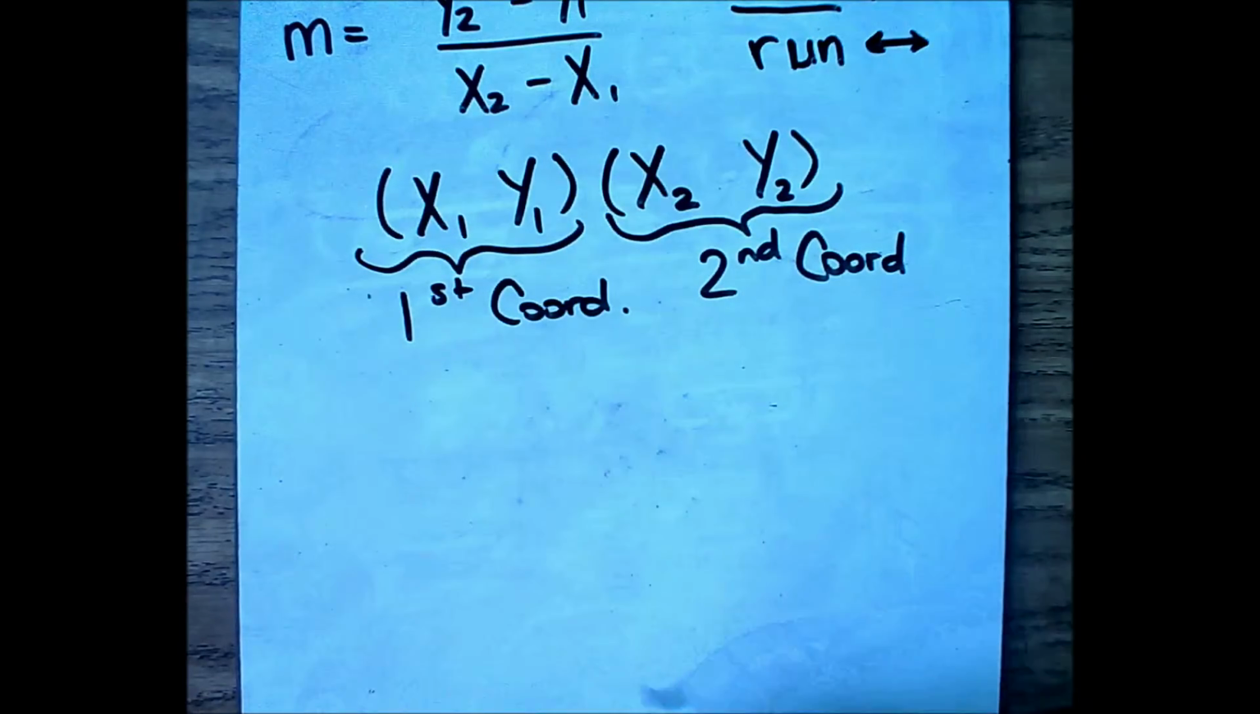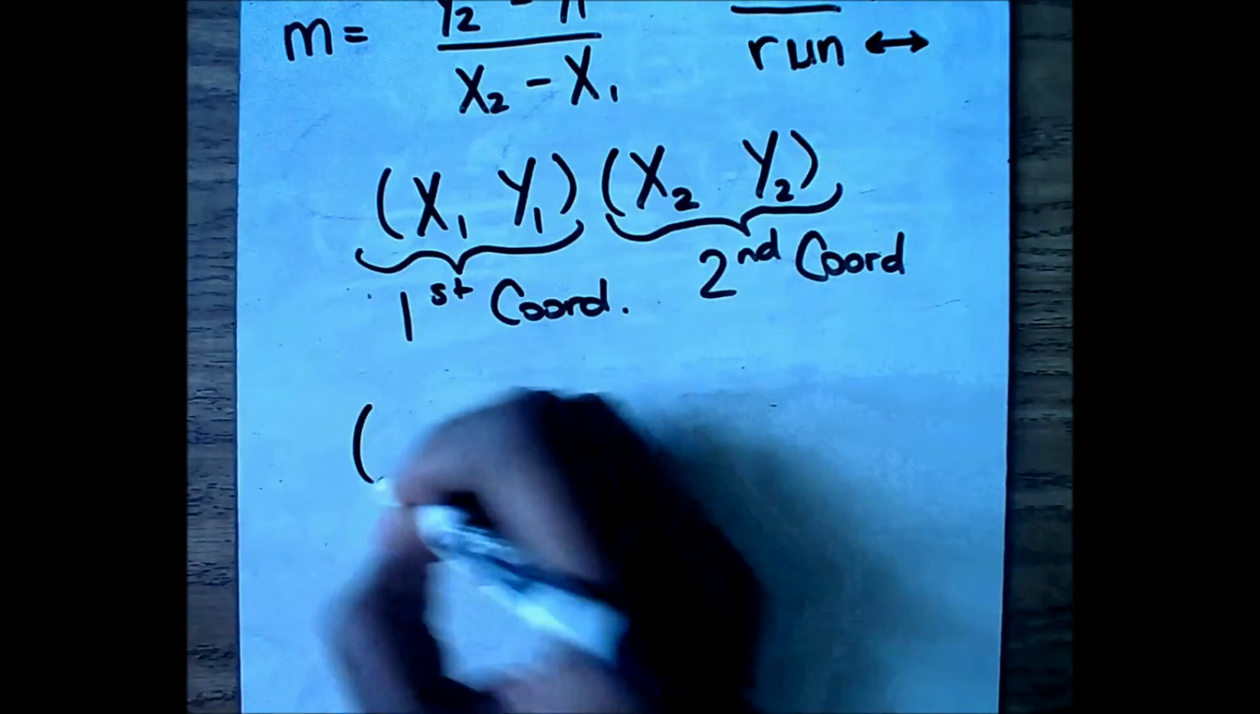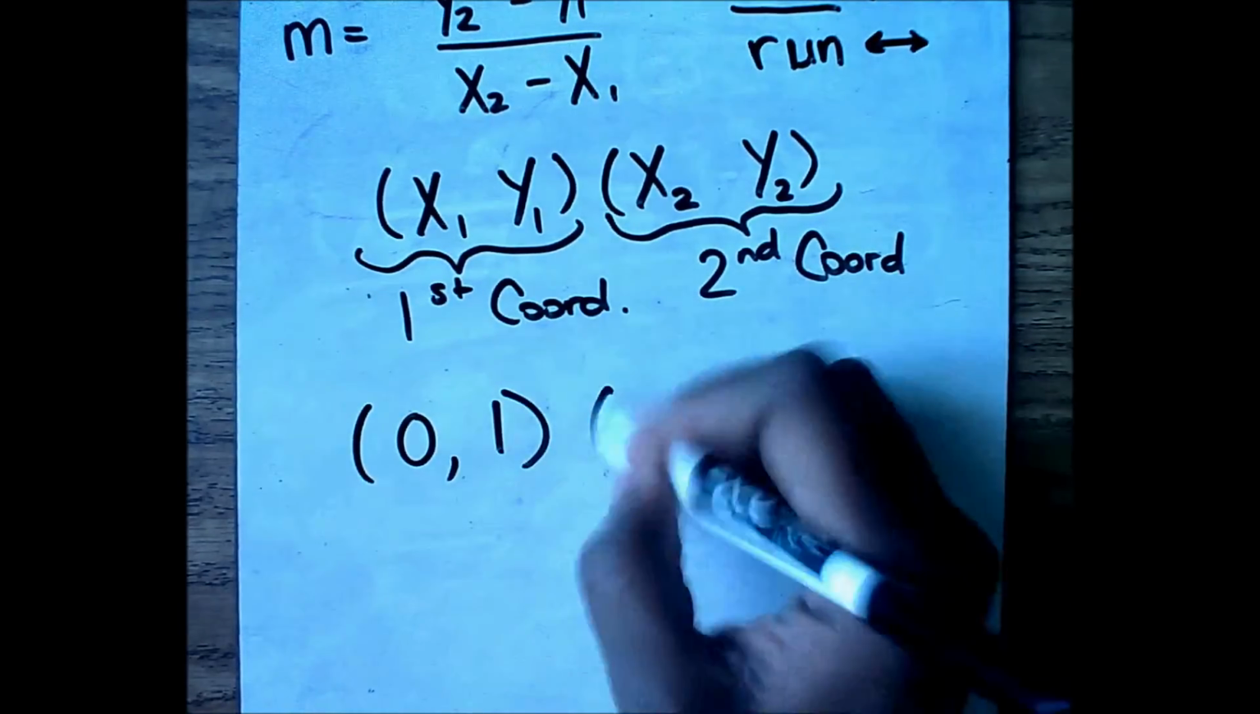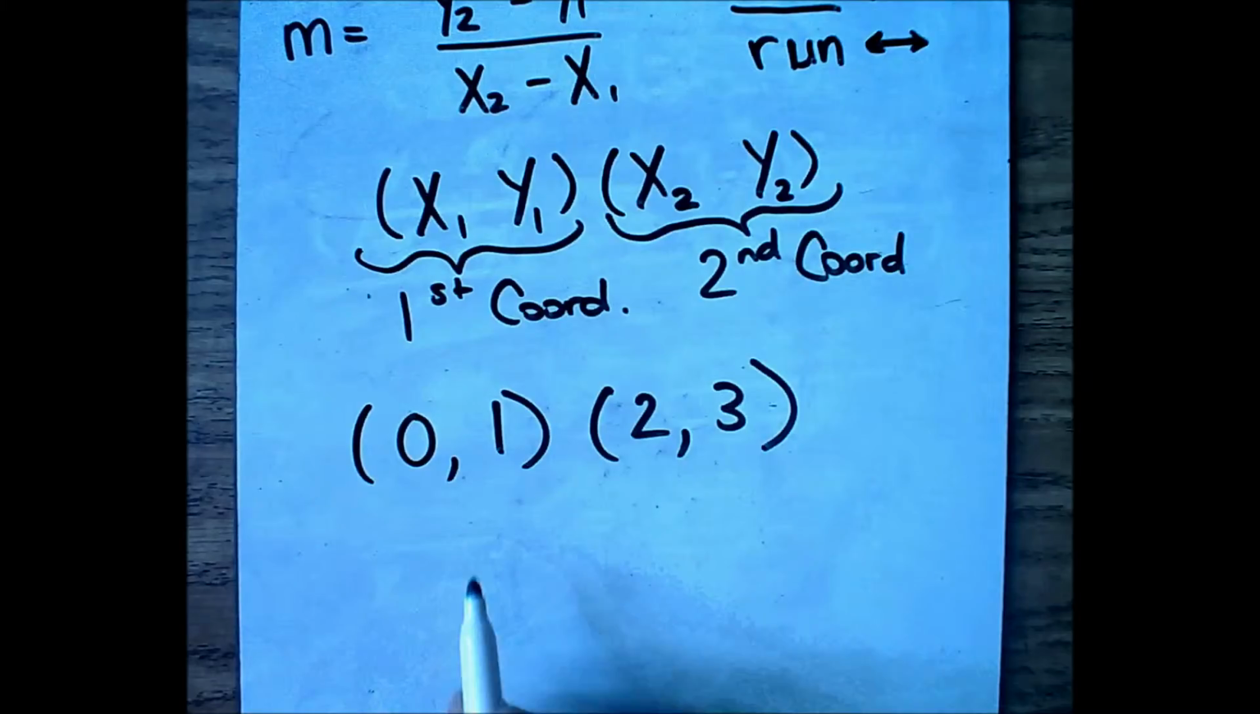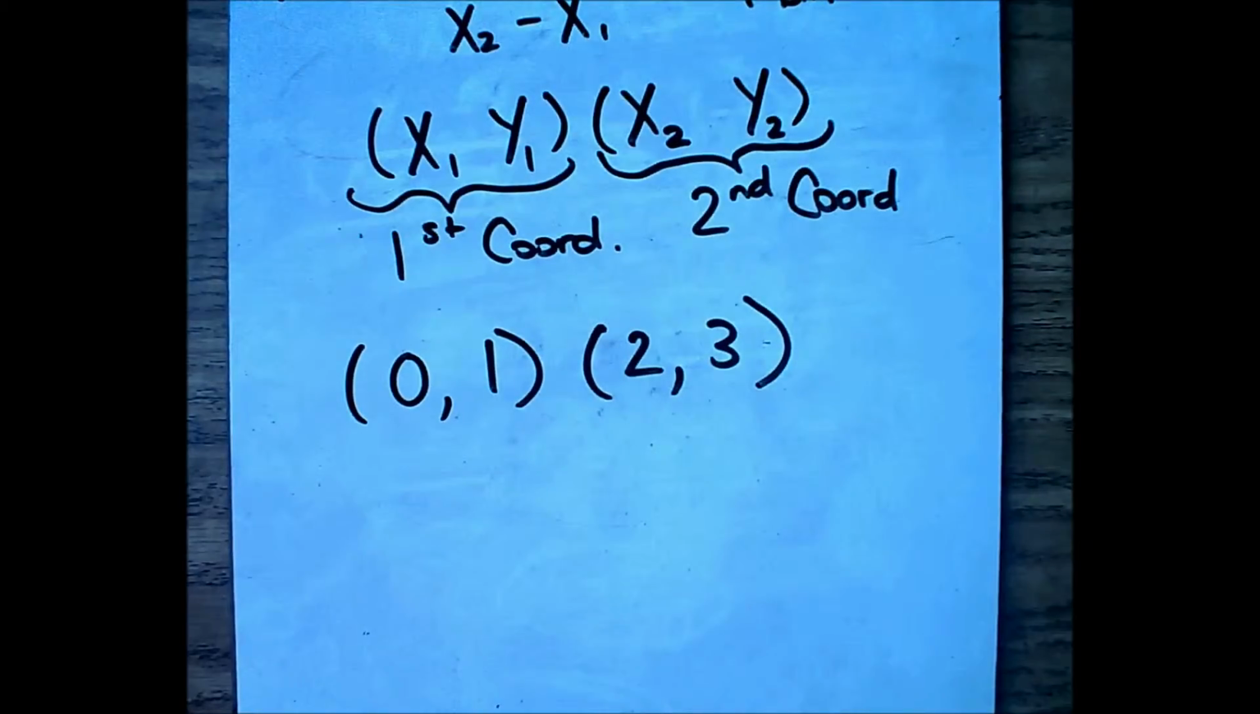So we're going to go to our first example. We have 0, 1, 2, and 3. So we have these 2 points, and now we're going to start with our first example.